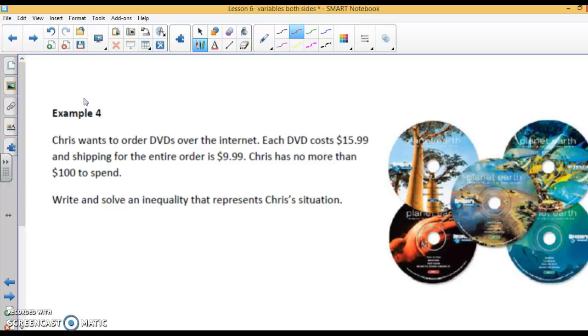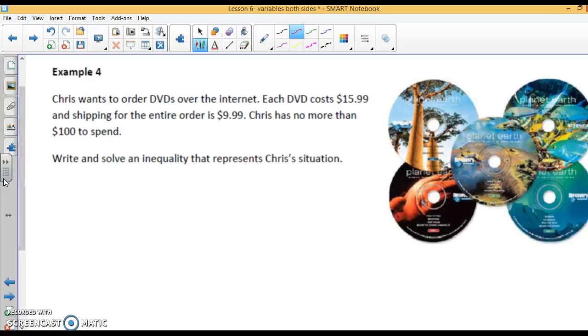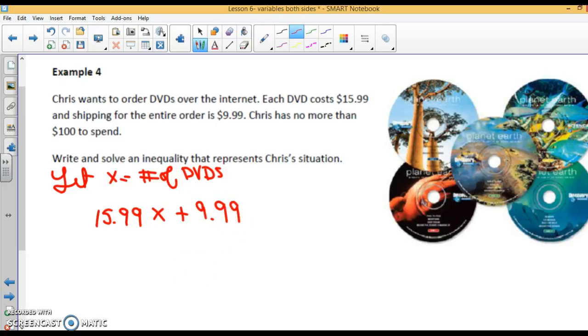Last example. Chris wants to order DVDs over the internet. Each DVD costs $15.99 and shipping for the entire order is $9.99. Chris has no more than $100 to spend. Write and solve an inequality that represents Chris's situation. So, let x equal the number of DVDs. Each DVD costs $15.99, so $15.99x plus shipping and handling is $9.99, and he can spend no more than 100. So, wouldn't that be less than or equal to 100? No more than 100.